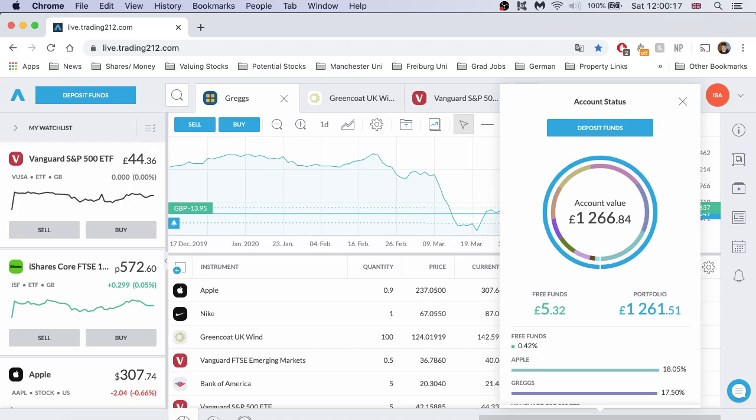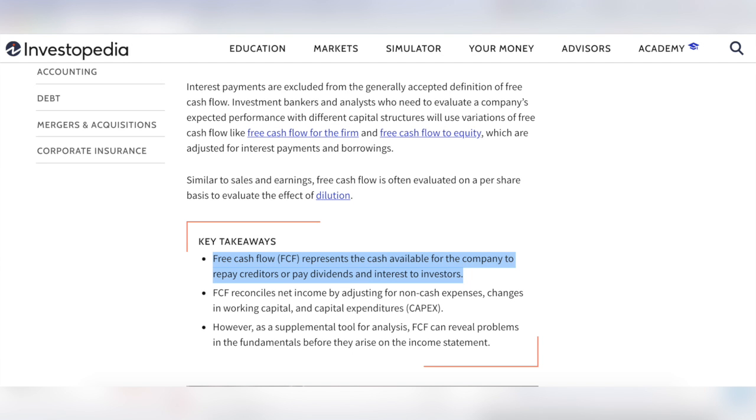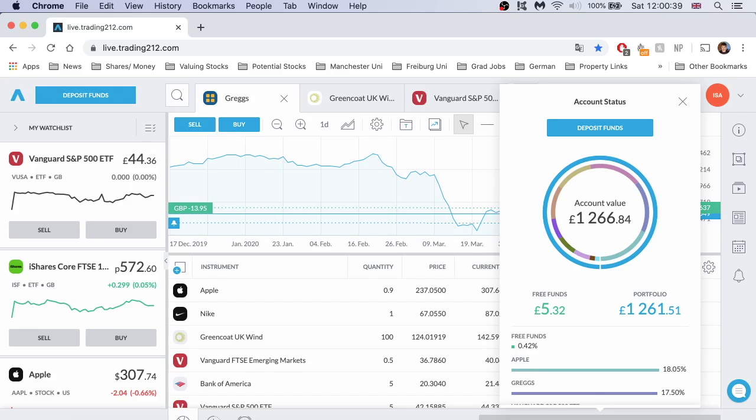To calculate the company's intrinsic value, and so the price I'm willing to pay, I must first know or estimate what the free cash flows are expected to be going forward 10 years. This is key because free cash flow represents the cash available for the company to repay creditors or pay dividends and interest to investors by adjusting for non-cash expenses, changes in working capital, and capital expenditures. Maintenance capital expenditure, or CapEx, is how much it will cost to keep the business running moving forward. And from there, using the discounted cash flow model, you can then extrapolate free cash flow figures going forward to arrive at your overall intrinsic value figure once you've outlined your required rate of return.